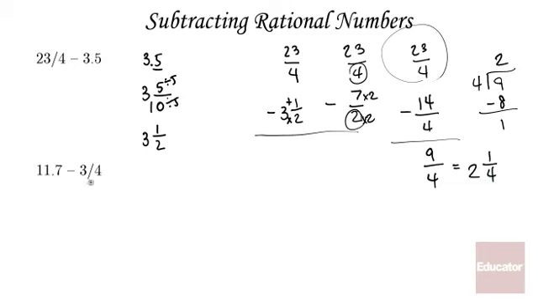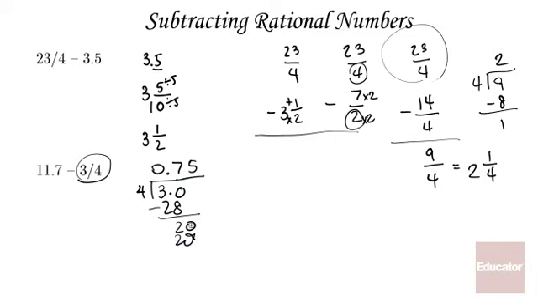Let's try this one by changing the fraction into a decimal. 3, the numerator, divided by the denominator 4. It doesn't go in, but it will go into 30 seven times, 7 times 4 is 28, and will go into 20 perfectly 5 times. So as a decimal, 3 over 4 is 0.75. So now I have 11.7 minus 0.75.